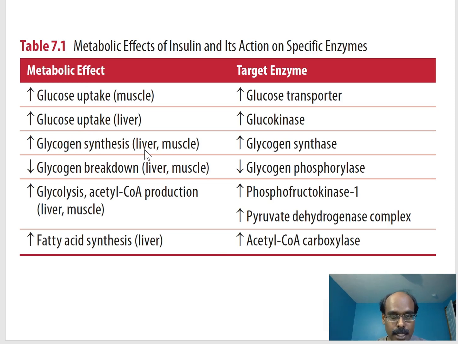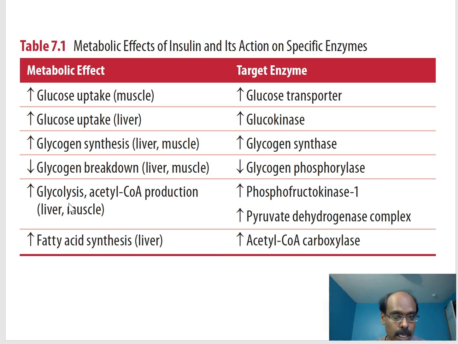In the liver and muscle, increasing glucose levels increases glycogen synthesis, and insulin also stops glycogen breakdown by phosphorylating glycogen synthase and glycogen phosphorylase. The signal of the target enzyme glycogen synthase gets increased, and glycogen phosphorylase, the breakdown enzyme, gets decreased. It blocks glycogen breakdown of what is stored in the liver or muscle, so that more glucose is not released into the circulation.